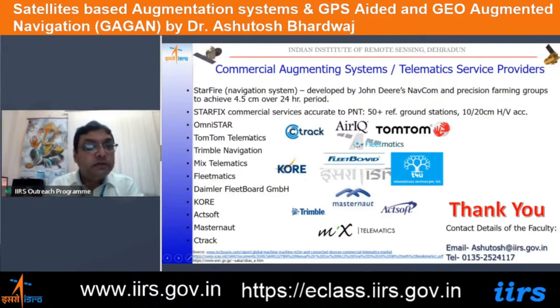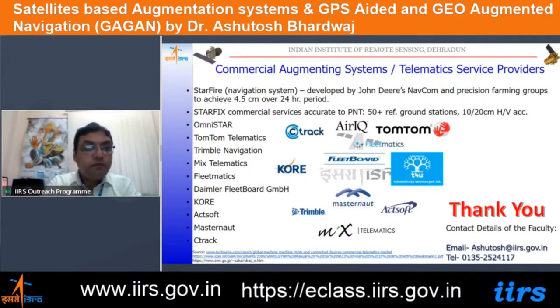Then for the iPhone users, TomTom Telematics is there. TomTom Telematics is providing the position as well as the image in the background. Very good resolution data sets are available, which are provided by the TomTom services when you are using it for the purpose of navigation, for your travel or any other application.